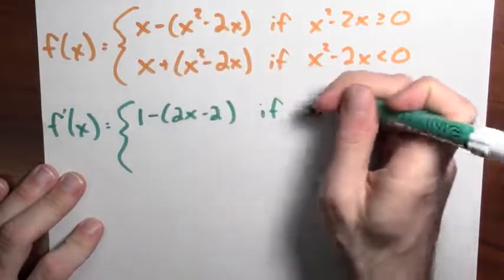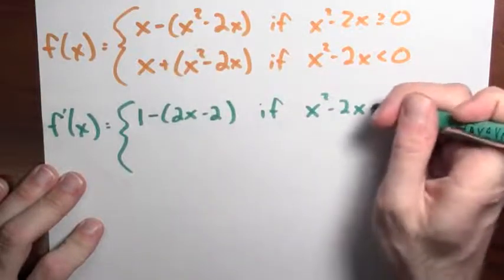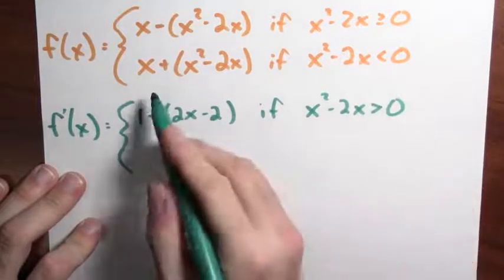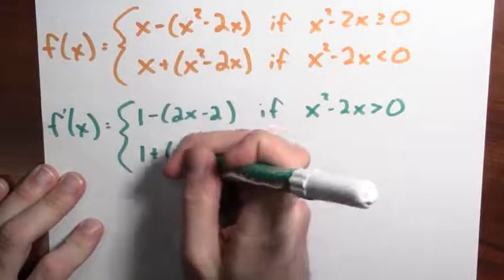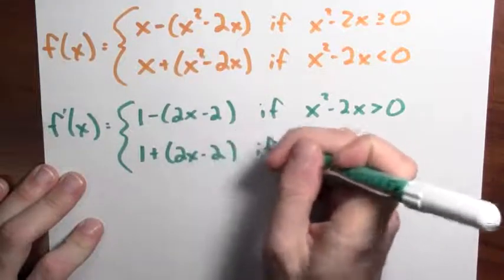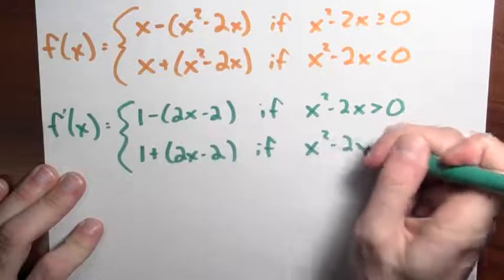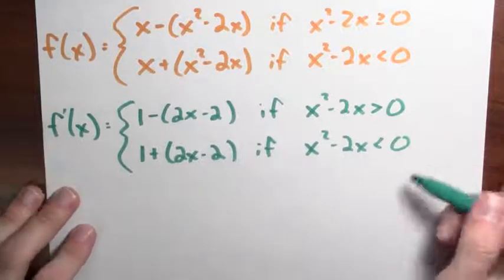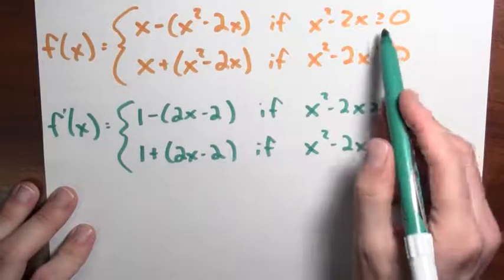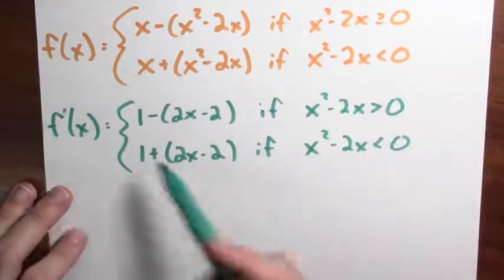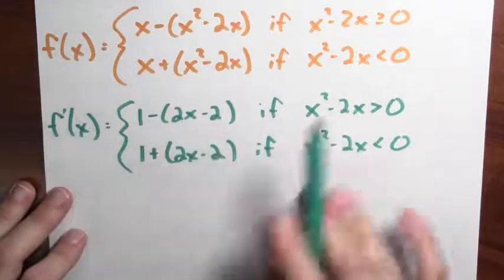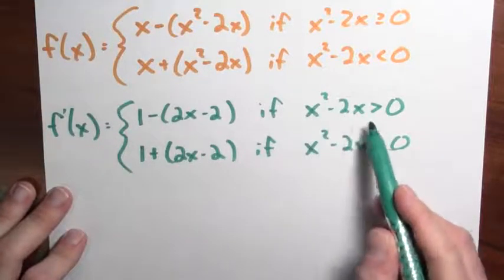And this is if x squared minus 2x is bigger than 0. And the derivative of this is 1 plus the derivative of this, which is 2x minus 2. And this is if x squared minus 2x is less than 0. And you'll notice that I'm careful to change the greater than or equal to here to just greater than, because this derivative is not going to be defined when this quantity is equal to 0. Now it is time to hunt for critical points.